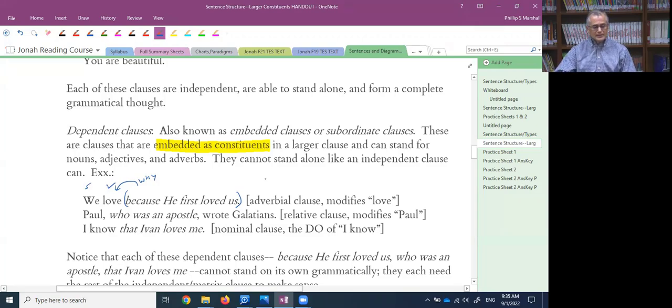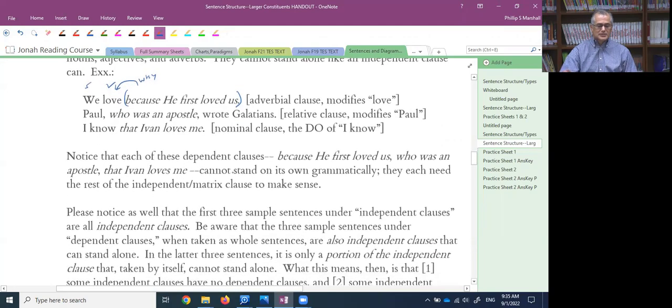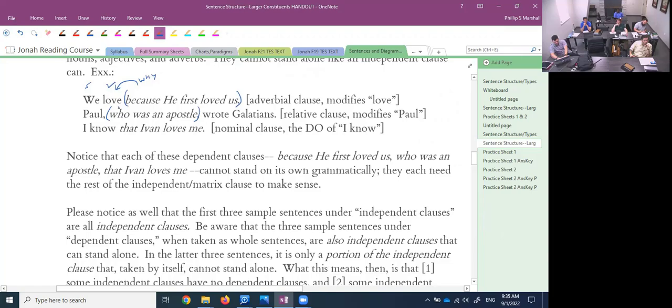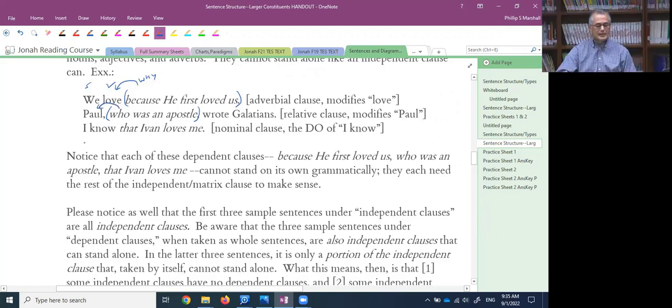In the next sentence, we have Paul, who was an apostle, wrote Galatians. Who was an apostle is also an embedded clause, or a subordinate clause. What is it modifying or describing? Paul. Yeah, it's telling you something about Paul, right? Paul is the subject of the main verb. Wrote is the verb, and Galatians is the direct object.